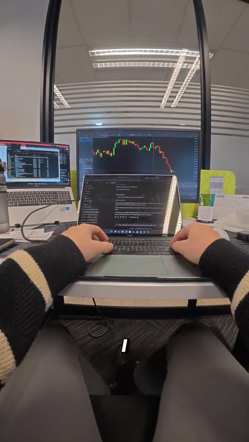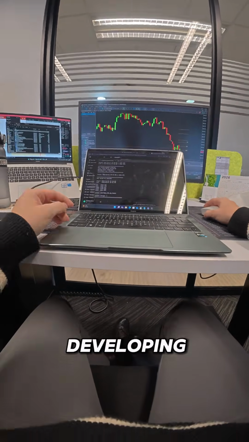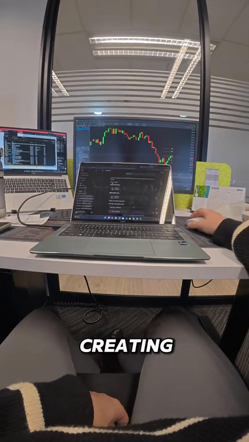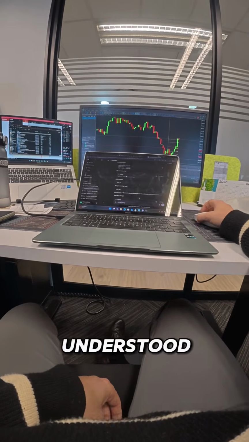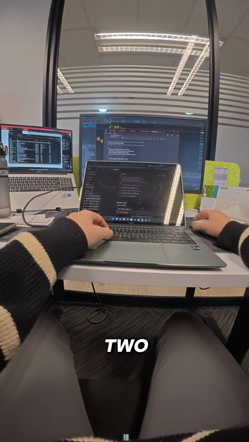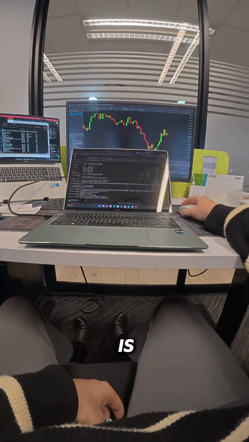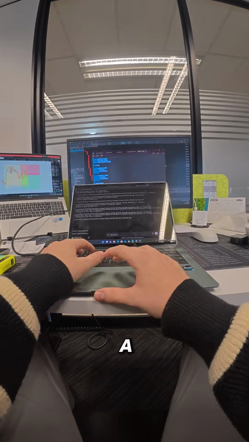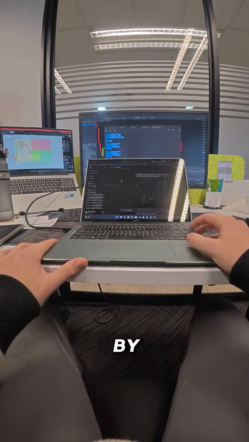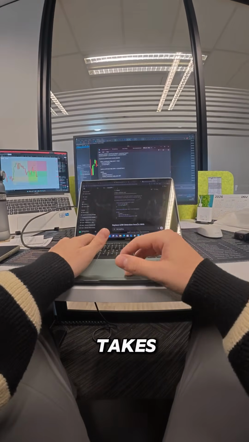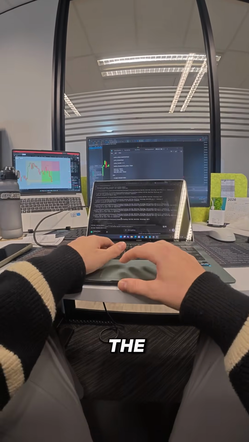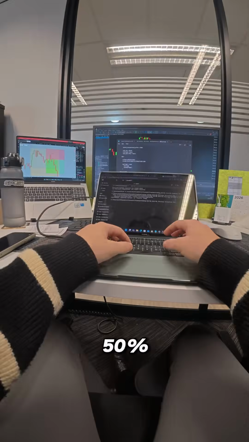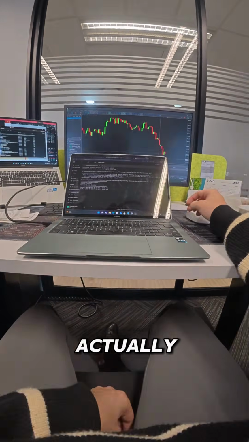After I got it to do that, I made it start developing its own type of setup where it could read that it was creating the movement and that it understood that highs and lows consist of two candles, where a low is a bearish candle followed by a bullish candle and a high is a bullish candle followed by a bearish candle. And then it takes the range from the low all the way to the high and finds the 50% mark, which it was actually finding.